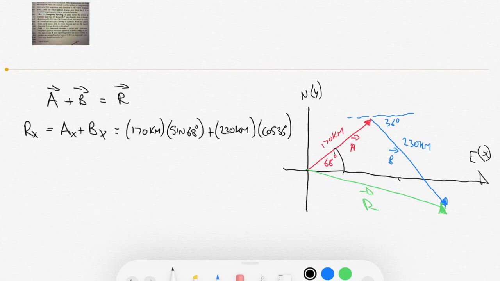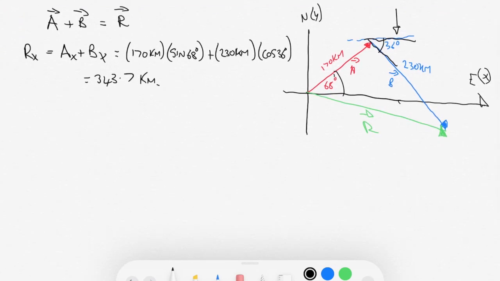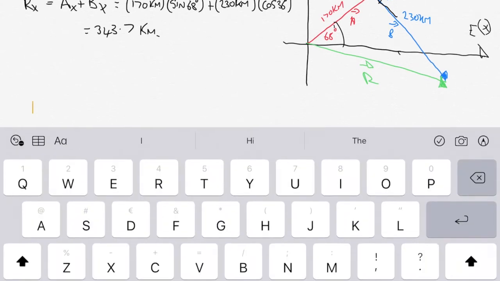So this angle here is the 36 degrees, and the x component of this vector is going to be given by the cosine of the angle that it makes with the x-axis here. So that's 36 degrees. So the resultant there gives us 343.7 kilometers. So the total sum of the x components is 343.7 kilometers.